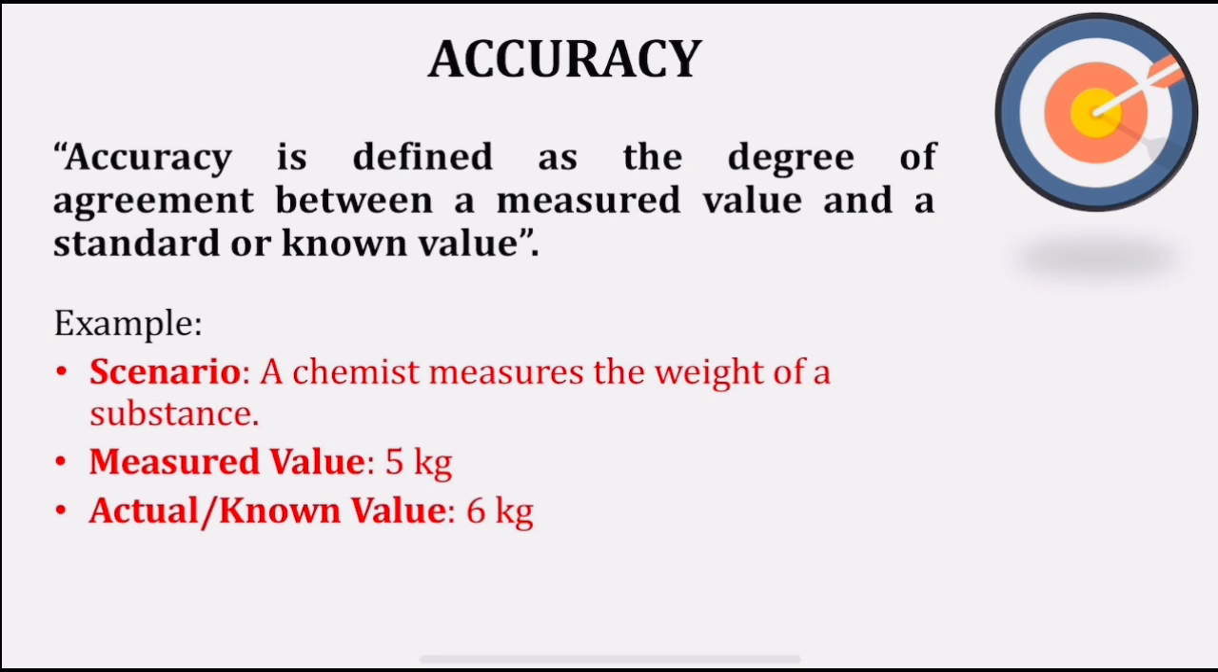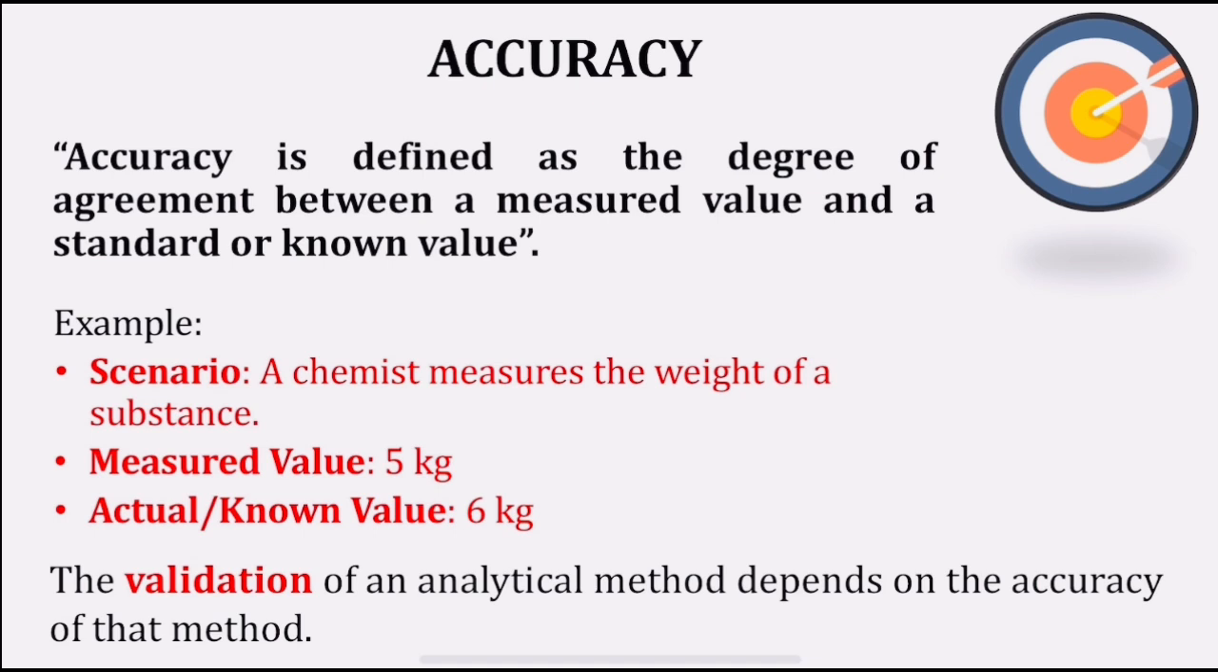An important point to notice here is that the validation of an analytical method depends on the accuracy of that method. For any analytical method to be validated, it must consistently provide measurements that are close to the true or known values. If a method is accurate, it means that it can correctly measure the actual values of the substances being tested. In summary, accuracy is crucial in validating analytical methods because it confirms that the method provides correct and reliable measurements, which is essential for scientific experiments and analysis.